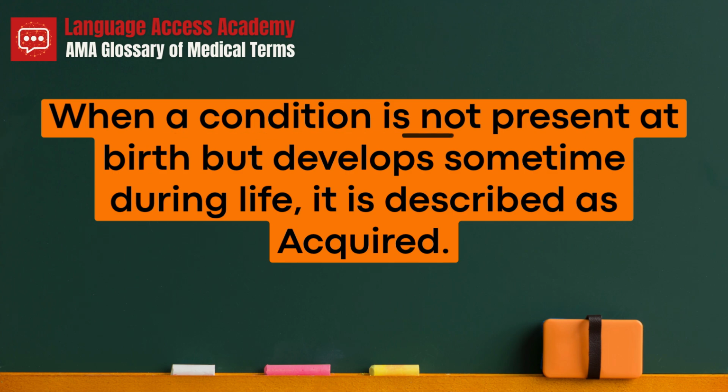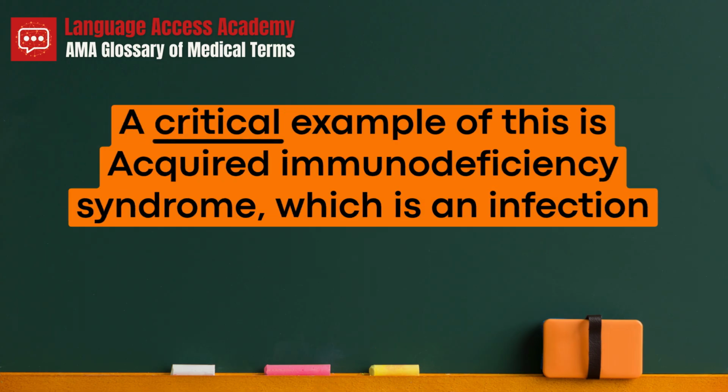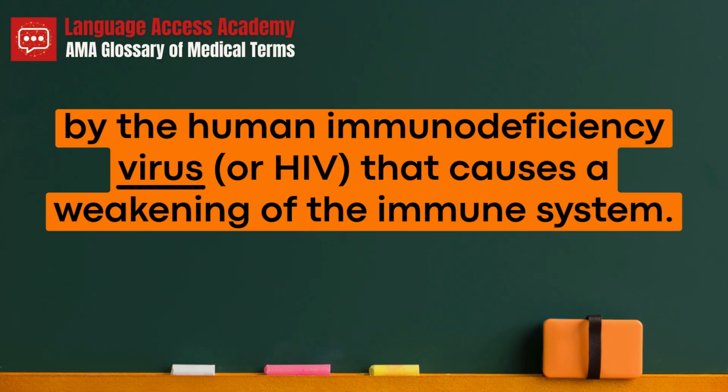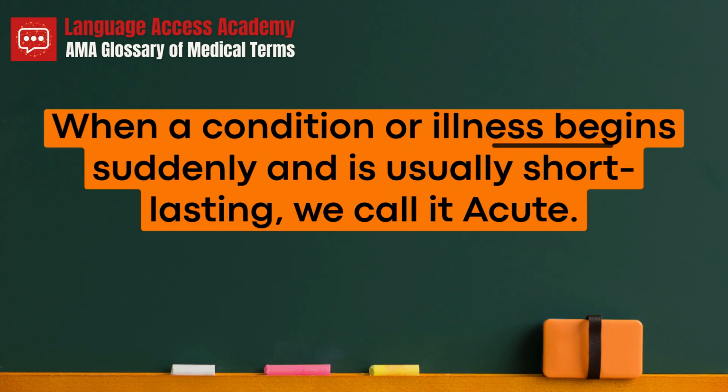When a condition is not present at birth but develops sometime during life, it is described as acquired. A critical example of this is acquired immunodeficiency syndrome, which is an infection by the human immunodeficiency virus that causes a weakening of the immune system. When a condition or illness begins suddenly and is usually short-lasting, we call it acute.